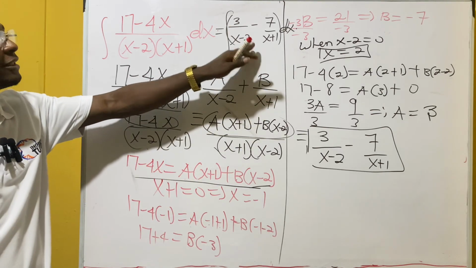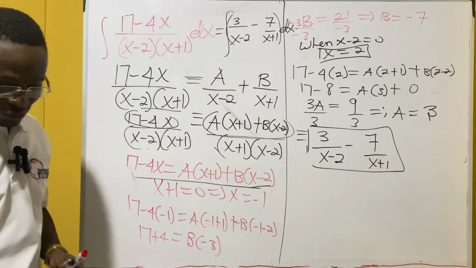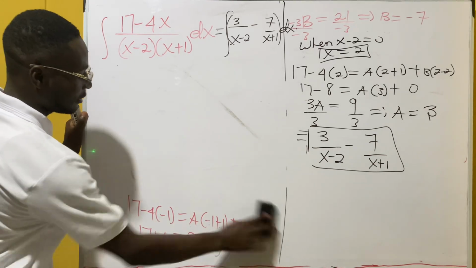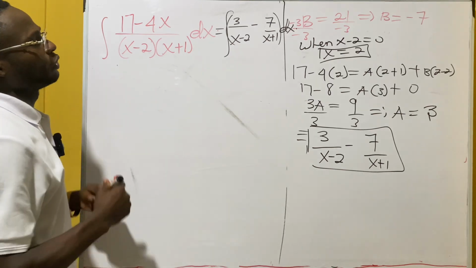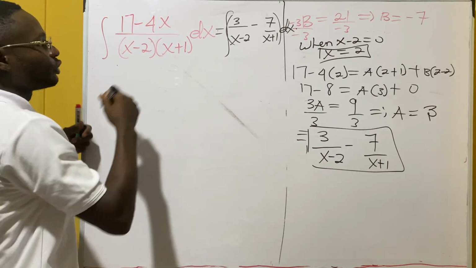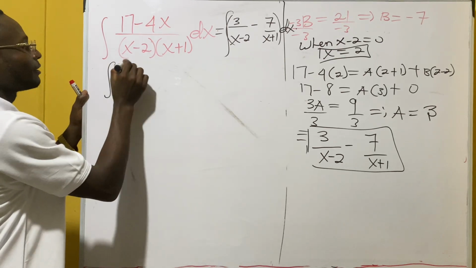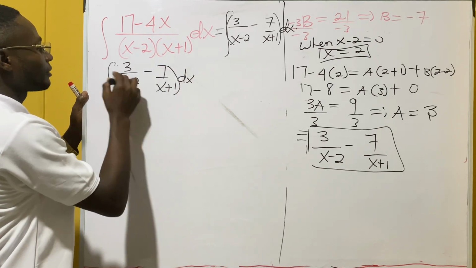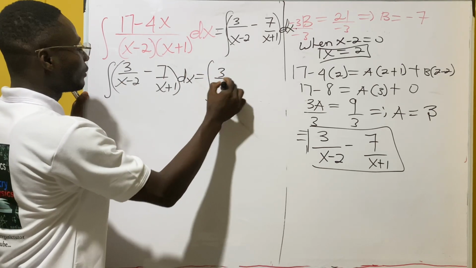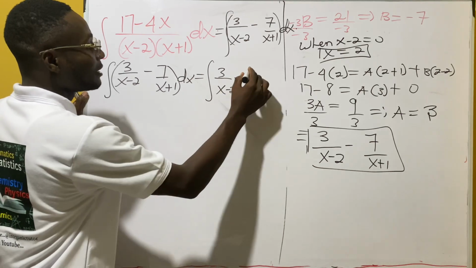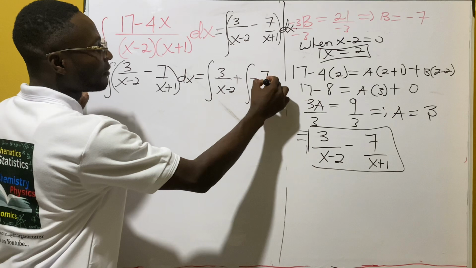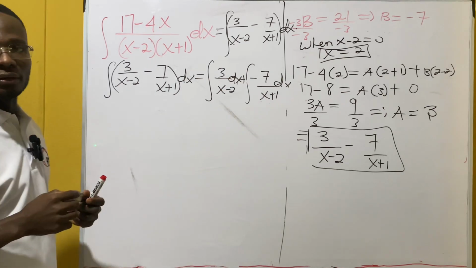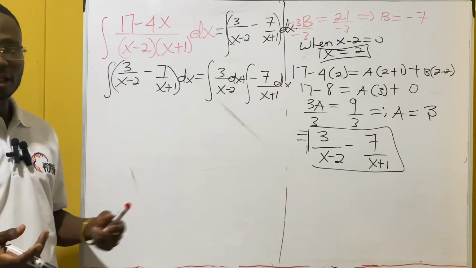So now we can handle this perfectly without any struggle, right? So now we can integrate this function. To make work so easy, we can say that the integral of 3 on x minus 2 minus 7 on x plus 1 dx is the same as the integral of 3 on x minus 2, plus the integral of negative 7 on x plus 1 dx. We integrate it term by term so that our work will be much easier.